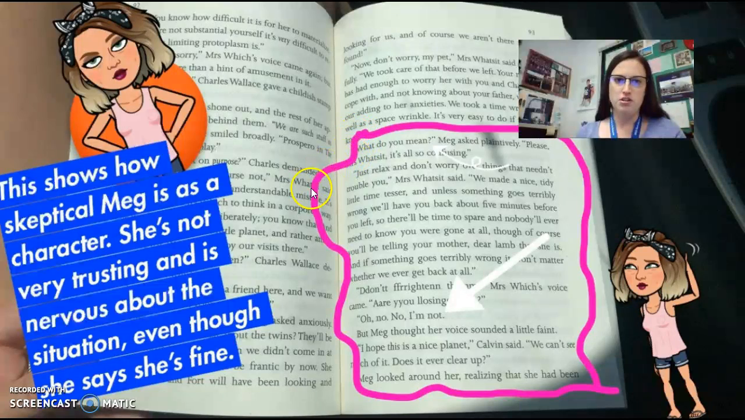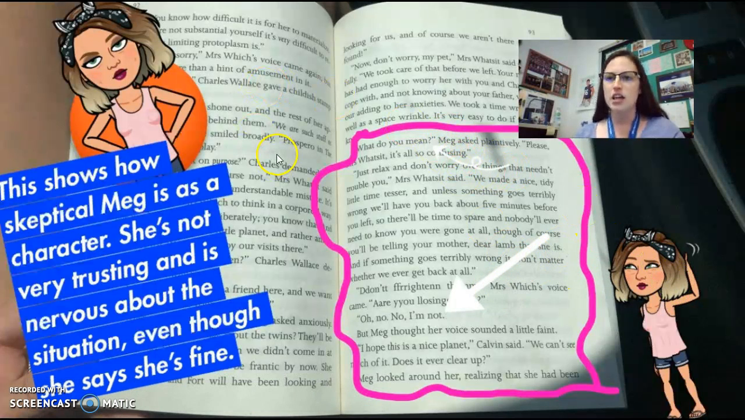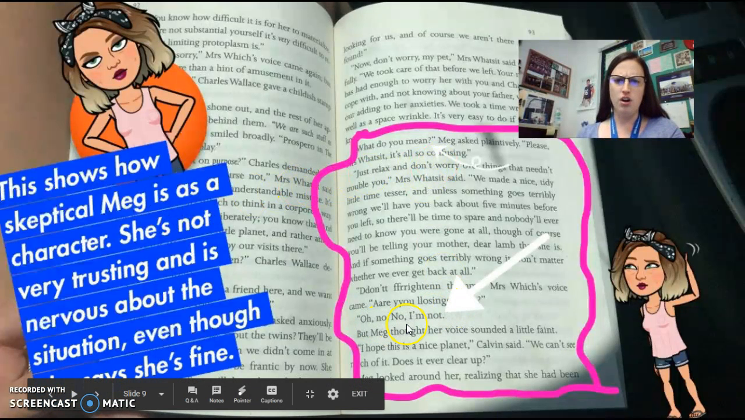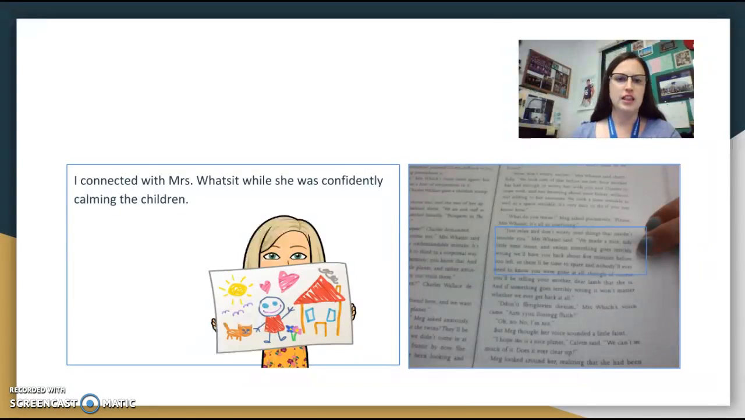The person who did this book snap circled this section, and there are some arrows. They added some Bitmojis. If your students don't have Bitmojis, they could just add clip art from online. Then they write out what exactly happened. This one shows Meg is skeptical. She's not very trusting and is nervous about the situation, even though she says she's fine. It says here, "What do you mean?" "Oh, no, I'm not," and sounded faint. They just talk, and it's a reaction to something they read. Maybe this is something they connected to, other things like that.